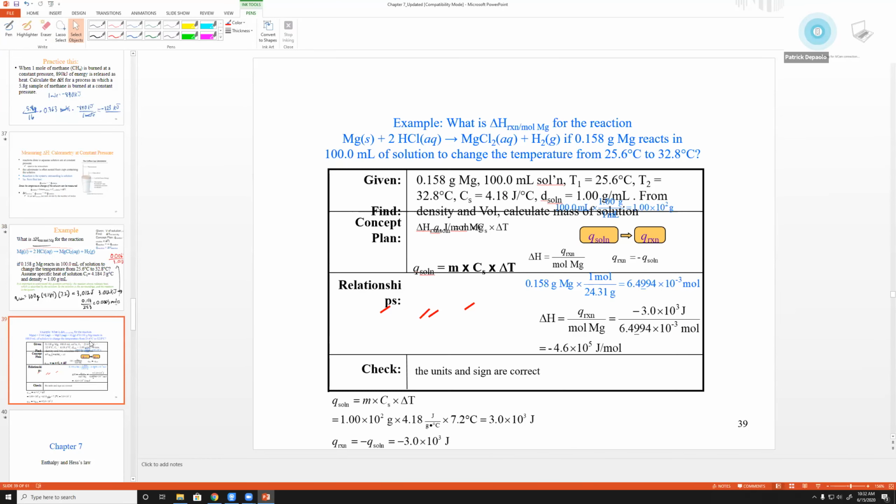But okay, any questions? So you're using Q equals mCΔT, and you just go through the math and you figure it out. And they did it in joules per mole. This is really sloppy, I'm sorry. I think the formatting messed up.